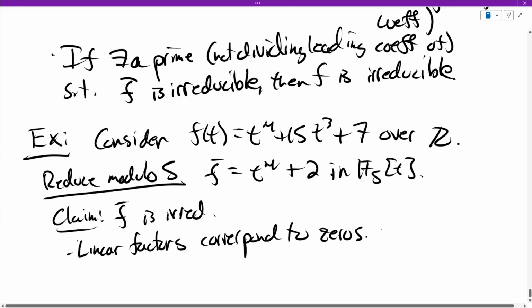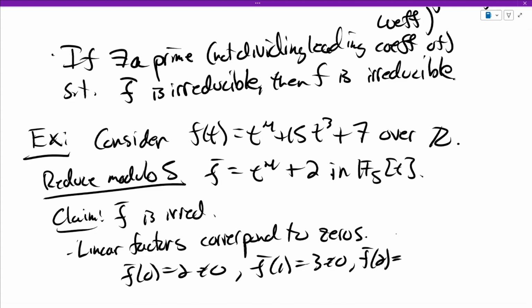Now we see some utility here. The zeros are just elements in the number system we're using. We're using F5, so there's 5 possible choices. Well, f bar of 0 is 2, which is not 0. F bar of 1 is 3, which is not 0.